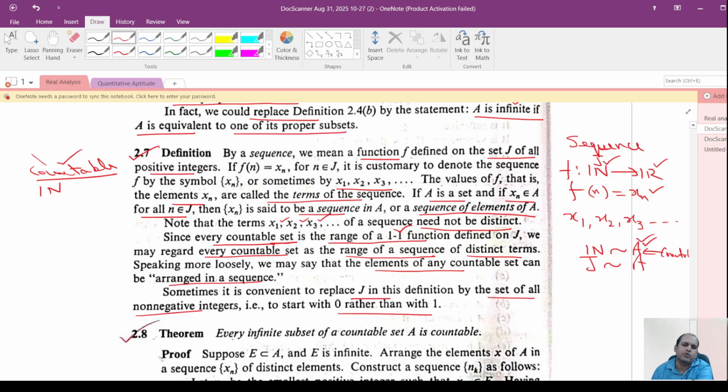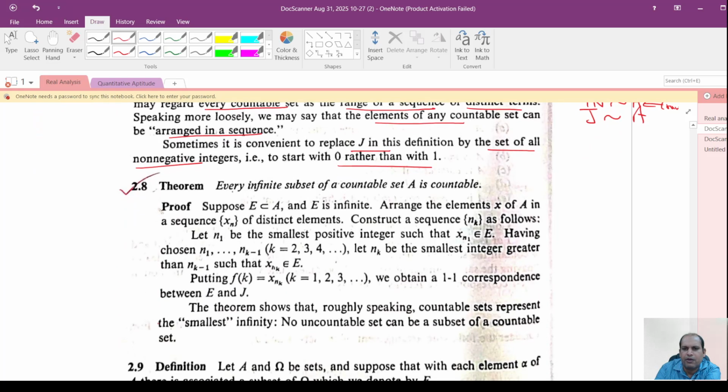Using the concept that the union of countable sets is countable, there are some theorems which right now I am skipping, and will come back to again. Look at the statement of these theorems. Every infinite subset of a countable set A is countable. This portion is already covered in your lecture of number theory, this portion is moved to your course of number theory.